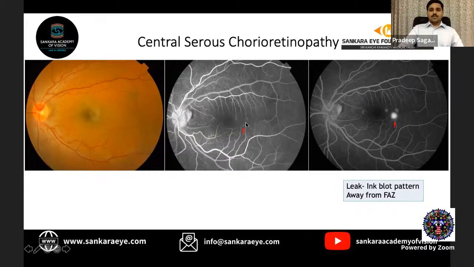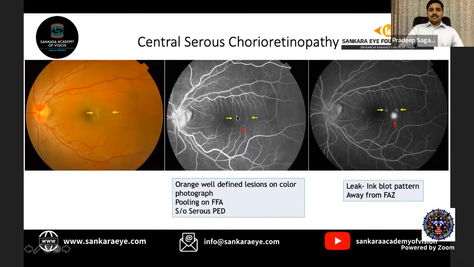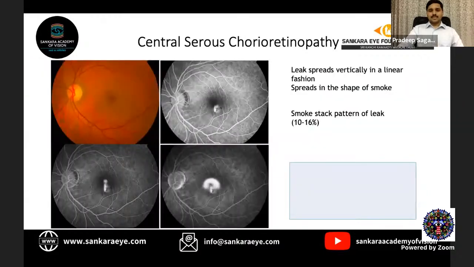We can see that from a small point, it is spreading circumferentially. So it's an ink blot pattern of leak. Other than that, here we can see that there are 2 areas of hyperfluorescence which are increasing in intensity, but the size is almost remaining the same, suggestive of pooling into a serous pigment epithelial detachment. So we discussed about the ink blot pattern of leak. This is another pattern of leak called the smokestack pattern. Here we can see that the leak spreads vertically upwards in a linear fashion, and in the late phase we can see that it spreads in a smoke-like appearance. So it's called smokestack pattern of leak.